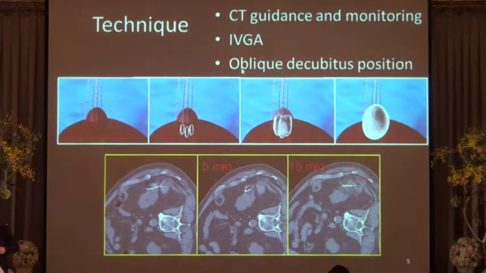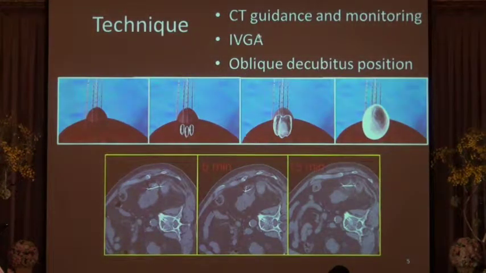We did our ablation by CT guidance. We planned the trajectory and the number of the cryoprobes on the procedure image, and during the procedure, we inserted the cryoprobes according to our plan and started the freezing cycle. And during the freezing cycle, we did CT scans every 5 minutes to monitor the growth of the ice ball.